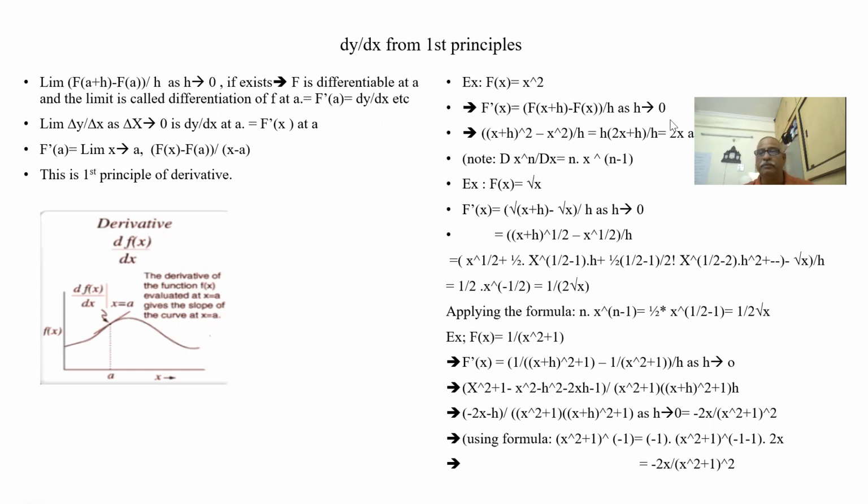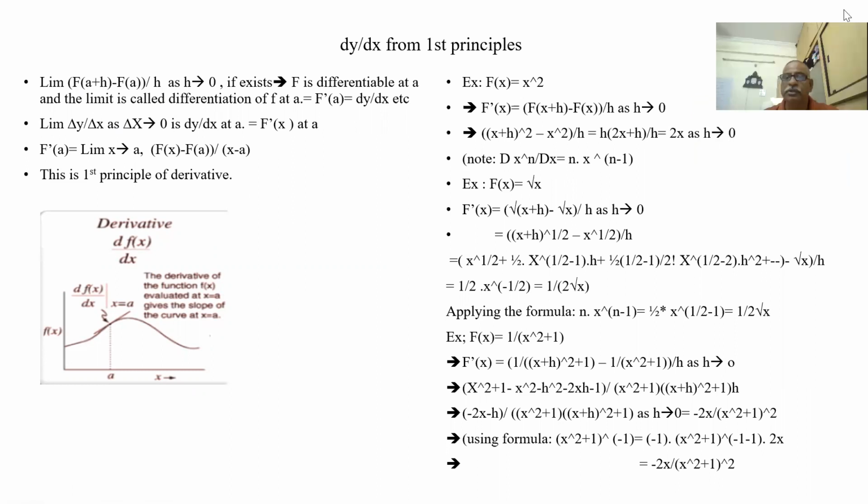Let us see an example. Suppose f of x is x square. I have a curve here, x square, going like this. When x is 1, y is 1. X is 2, y is 4. X is 3, y is 9. There is an x square curve.